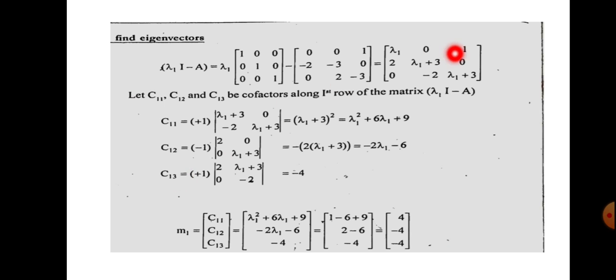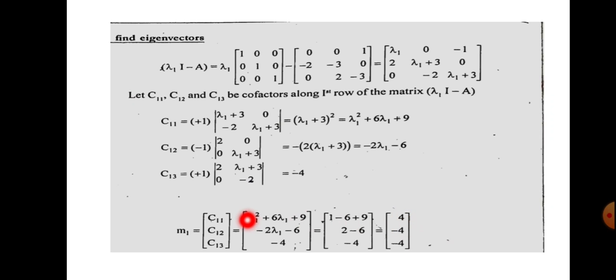And next is C13. So you will eliminate this row and this column. The rest of the matrix is 2 0 lambda 1 plus 3 minus 2. So this is minus 4. So corresponding to lambda 1, you have C11, C12, C13 right here. So you can write in the modal matrix, the first element is M1, that is C11, C12, C13, and you will get this equation. Here you can put the lambda 1 value. What is lambda 1? Lambda 1 is equal to minus 1. So you will get the matrix 4 minus 4 minus 4.